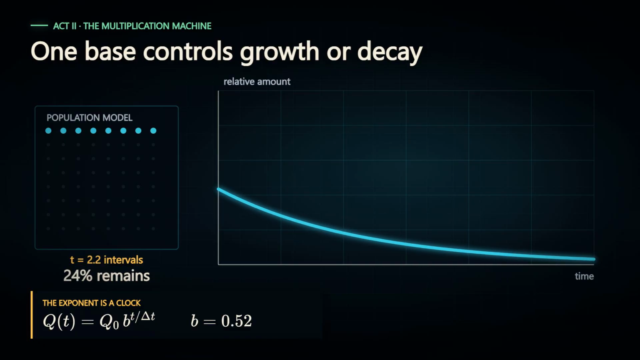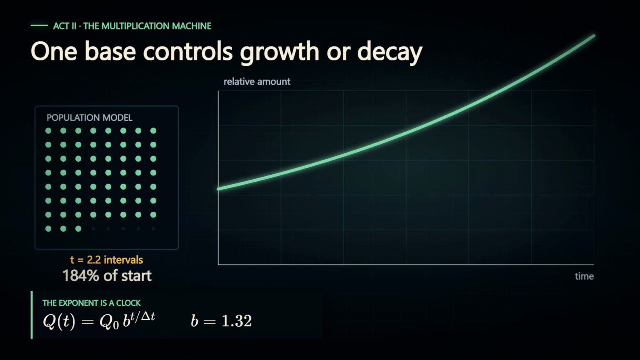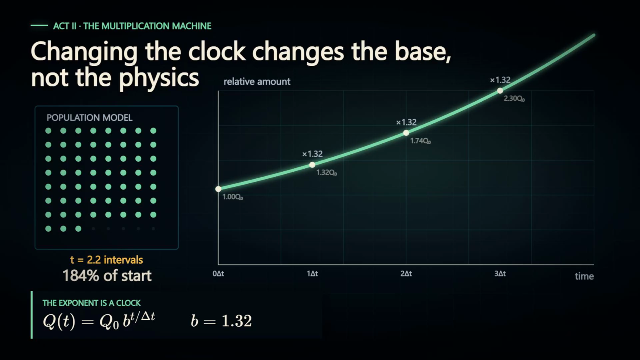The same machine can grow. A multiplier above 1 raises the curve, a multiplier between 0 and 1 lowers it. The initial amount sets the starting height. The base controls the fractional change per chosen interval. Change the interval, and the numerical base changes, but the physical process does not.